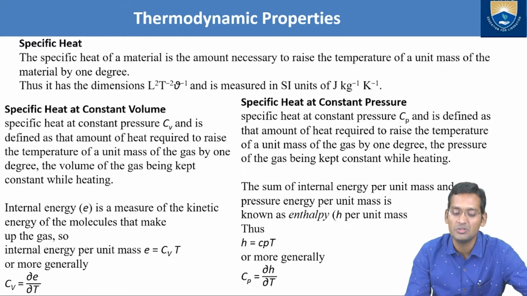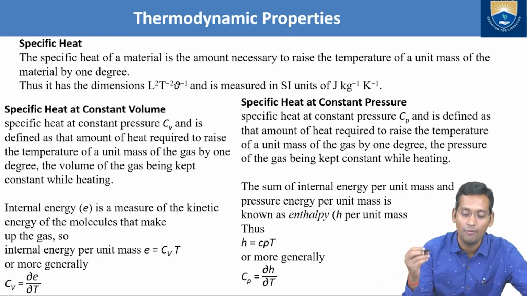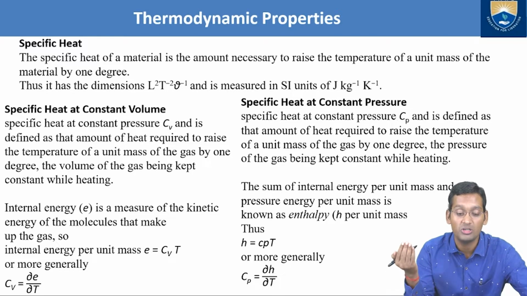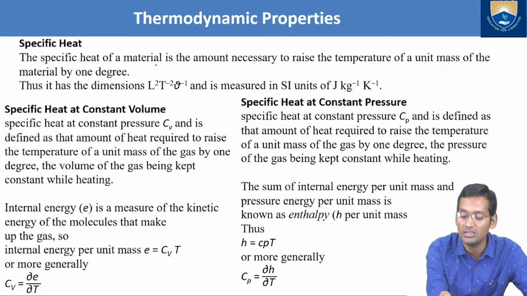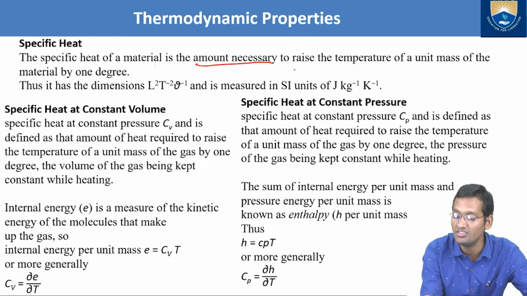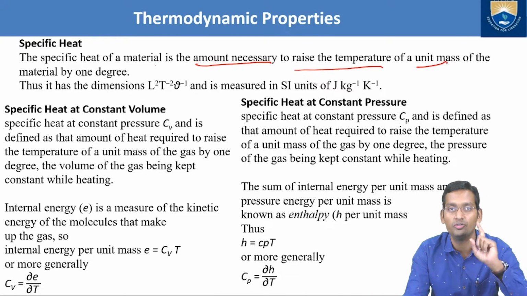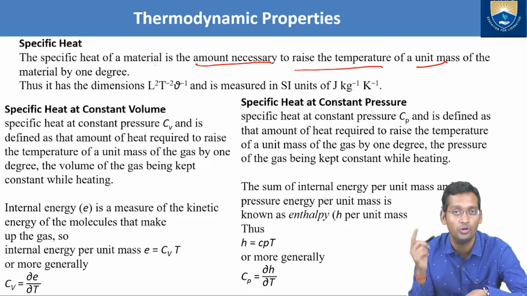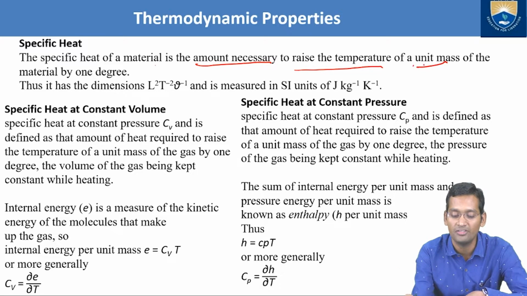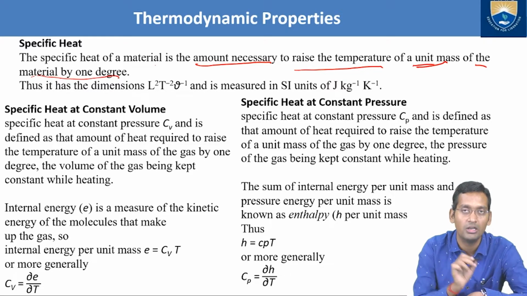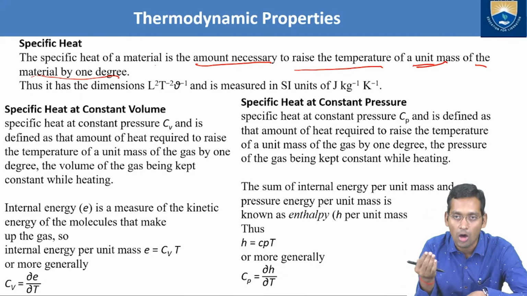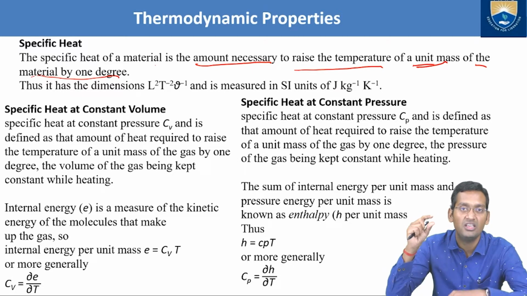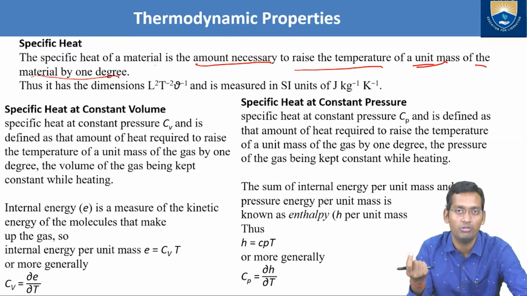So the first one is specific heat, right? Meaning by raising the temperature, how much heat is required. The specific heat of a material is the amount of heat necessary to raise the temperature of unit mass, meaning one unit mass. Either you can take 1 kg. If you are taking 1 kg, then you have to take the other things also in the same unit. So 1 unit mass of the material by 1 degree. Meaning for 1 unit mass, how much heat is required to raise the temperature from 20 to 21 degrees Celsius.